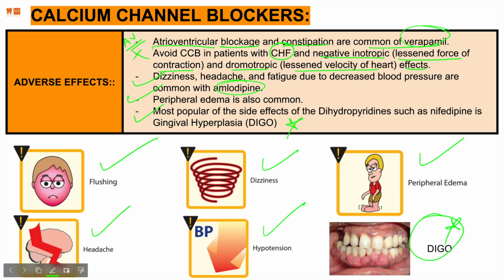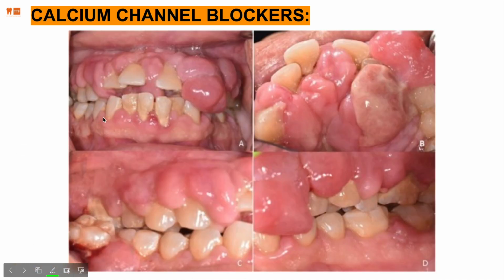Very, very important, guys. Here are some DIGO pictures. So these are not a disease caused by periodontal issues. It's actually drug-induced gingival overgrowth. It can lead to plaque retention, plaque accumulation, lack of cleanliness, and lead to gingivitis.